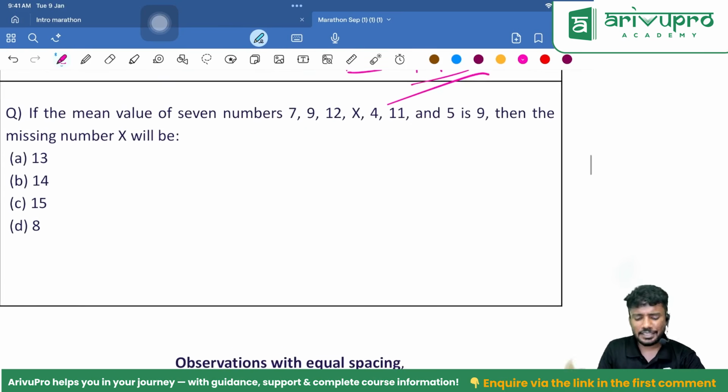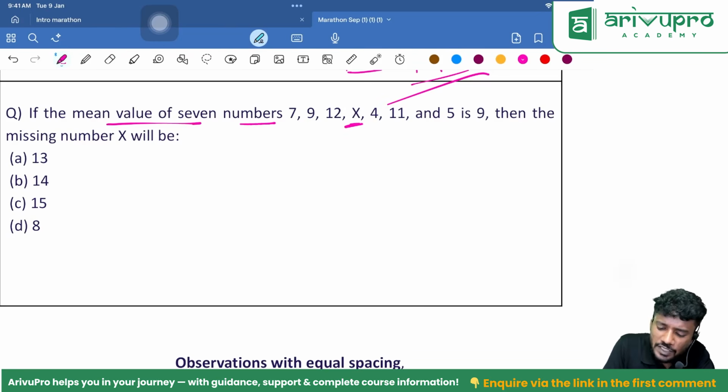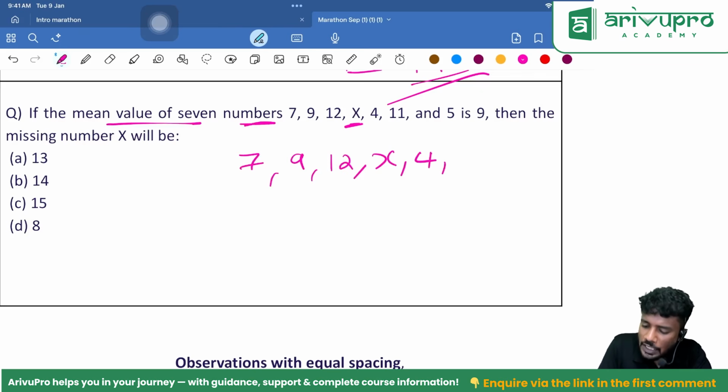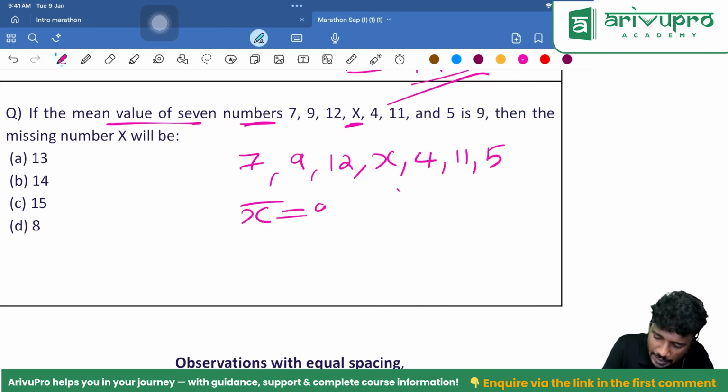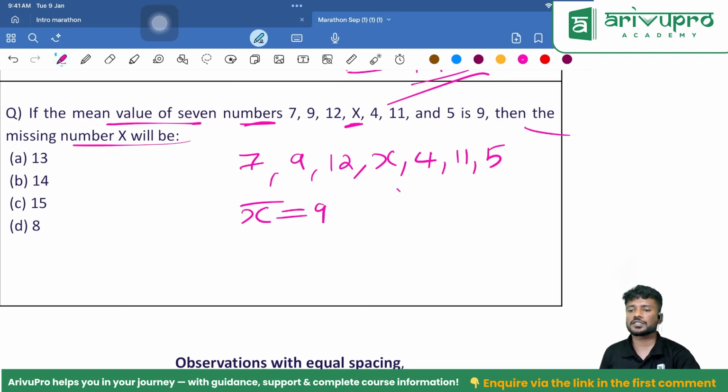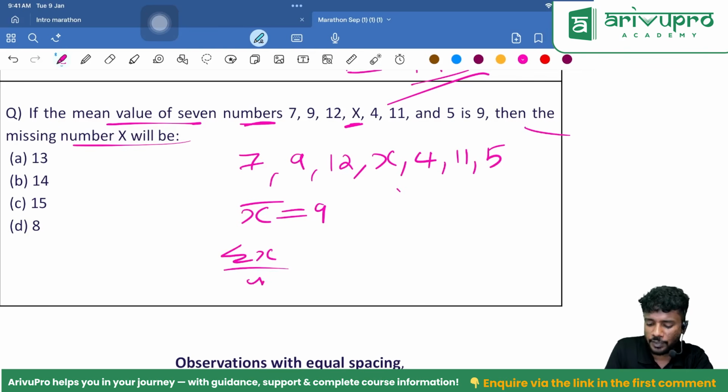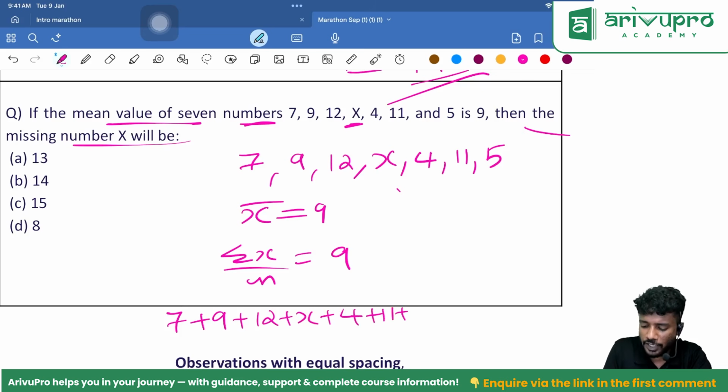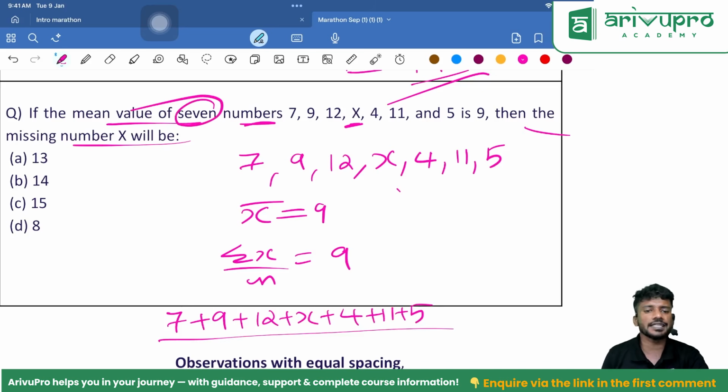Now, there is a certain type of question where they will ask to find the missing value. For example, in this question, the missing value is X. If the mean value of 7 numbers, that is 7, 9, 12, X, 4, 11, 5, is X bar equal to 9, then what is the missing value X? We know that sigma X divided by n is equal to 9. Sigma X is 7 plus 9 plus 12 plus X plus 4 plus 11 plus 5, the entire thing divided by 7 numbers, which is equal to 9.